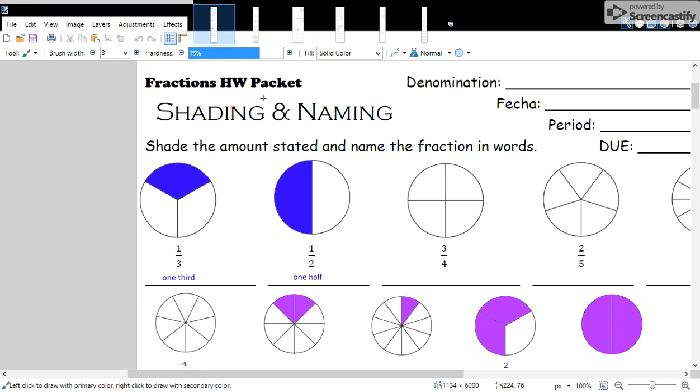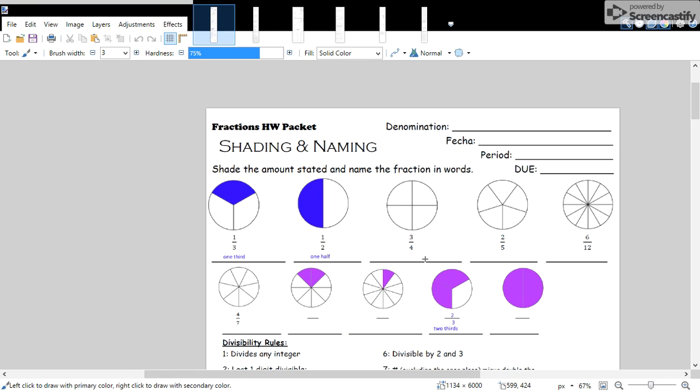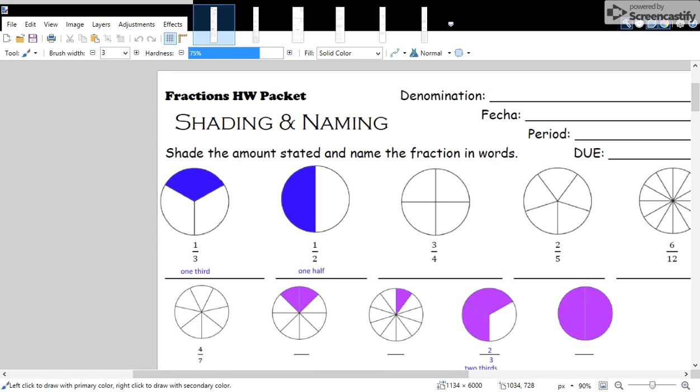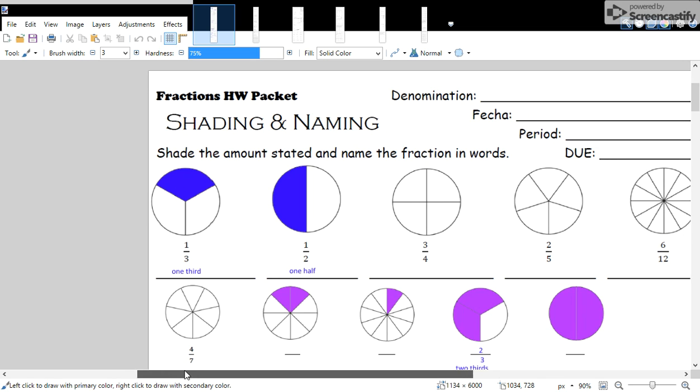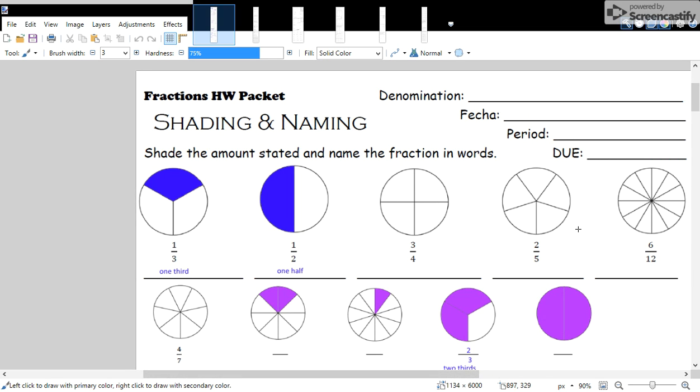Here's our fractions packet, part 1, shading and naming. You'll shade the amount stated and name the fraction in words. So, we will shade in the part that says this is 1/3. You would write 1/3. And so on. You'll do that for each of these.